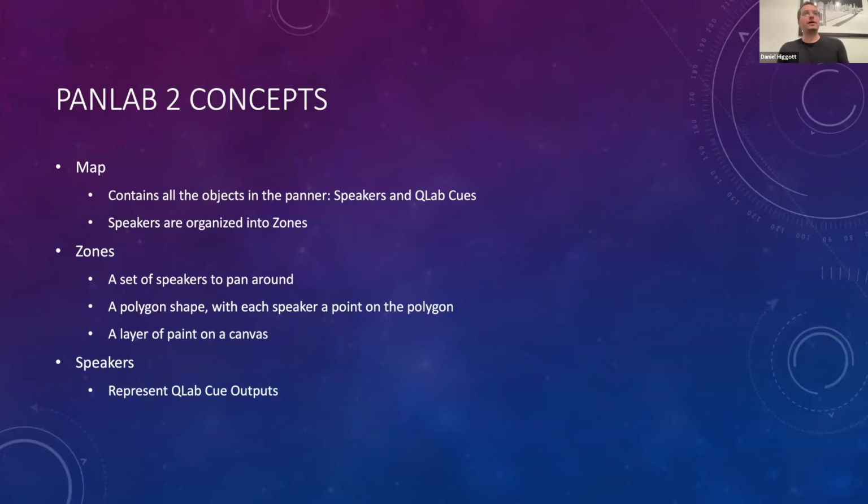Let's have a look at some panLab 2 concepts. A map is the wrapper, the container that contains all of the objects within your panner, which are namely loudspeakers and QLab queues. So it's literally a map of your sound system.